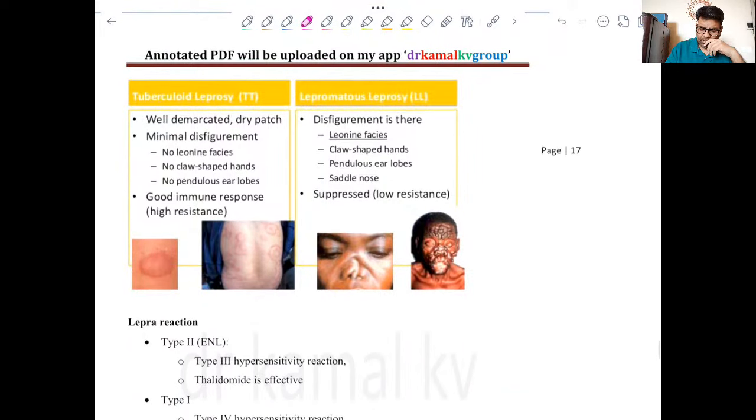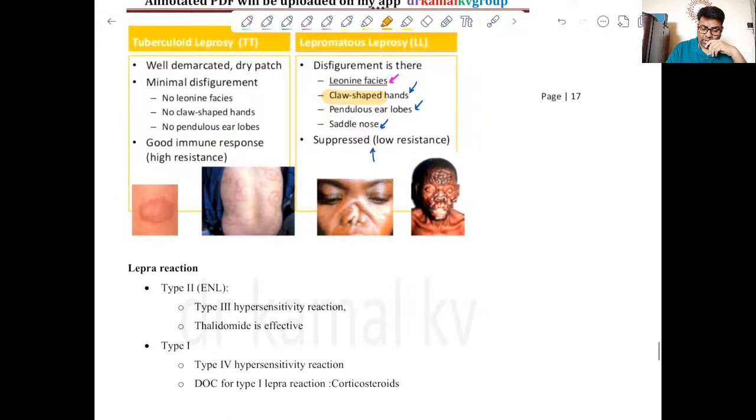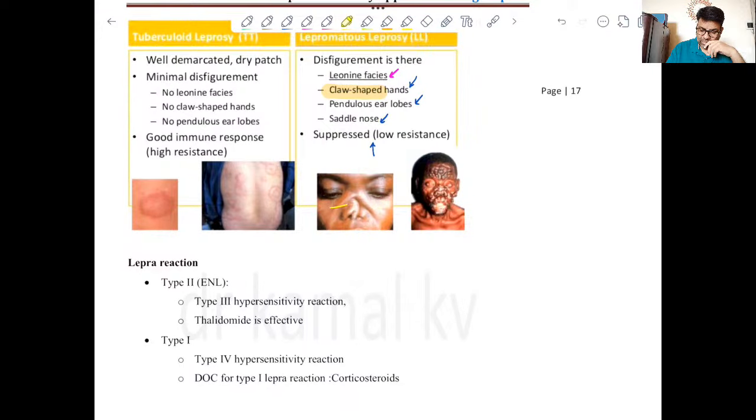You will see a person with disfigured face, that is leonine facies, right? The earlobes will be very big, saddle nose can be seen, CMI is poor, so negative lepromin test. And then there might be ulnar nerve involvement, which presents with partial claw hand, right? So here you see this is the classical saddle nose, okay? This is leonine facies, very easy to identify.